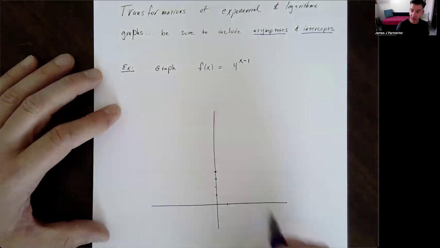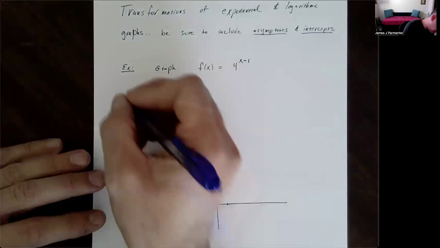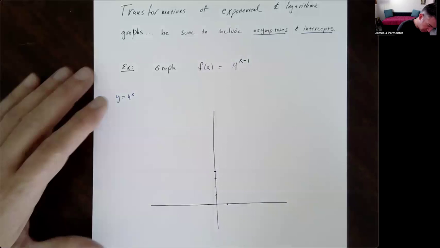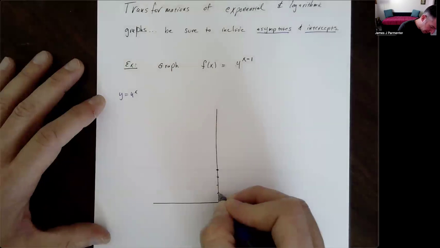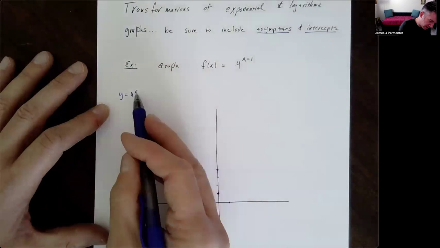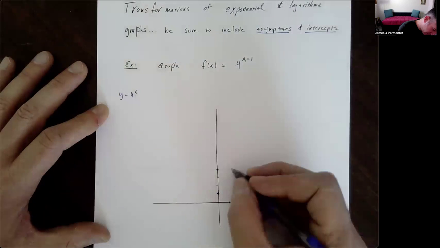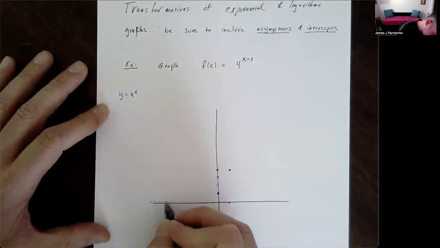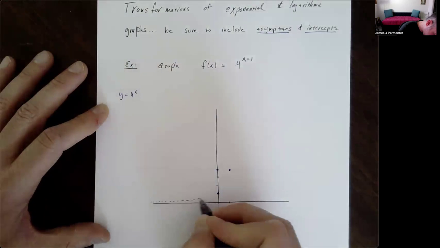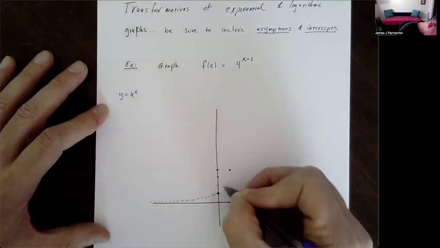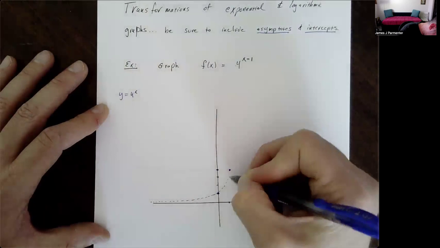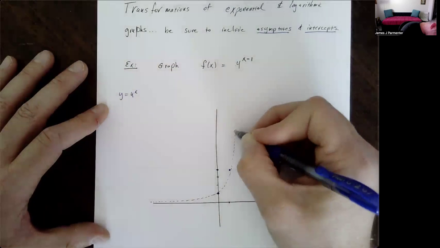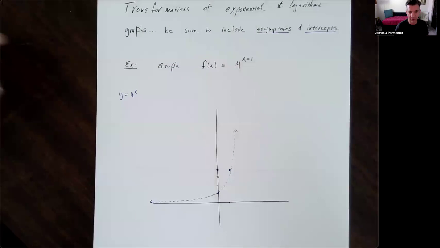So if I would graph just regular y equals 4 to the x for a second, I know that my y-intercept would be 1. Right? If I plug in 0 for x, I get 1 for y. And if I plug in 1 for x, I'm going to get 4 for y. So I'm going to draw this kind of dashed here. Again, it gets steep fast. Again, not a vertical asymptote, it just gets very, very steep.